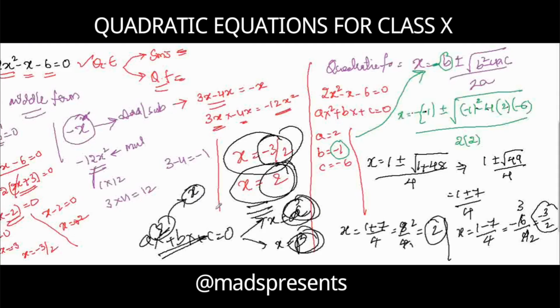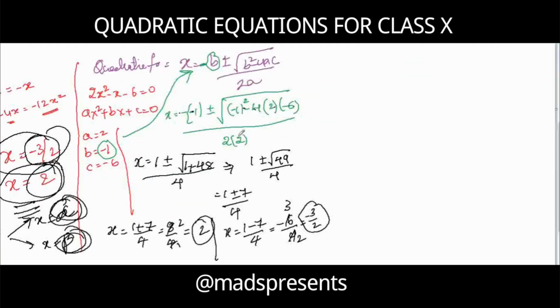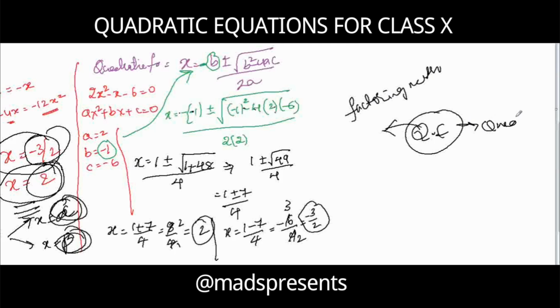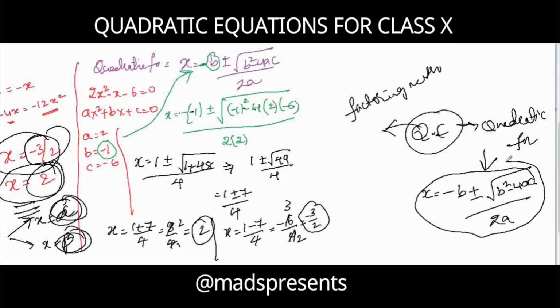So in this class, we understood what a quadratic equation is and how to solve it. A quadratic equation can be solved either by the factoring method or by the quadratic formula. So what is the quadratic formula? x is equal to minus b plus or minus under root b square minus 4ac, by 2a. Just remember the formula. It will be very helpful.